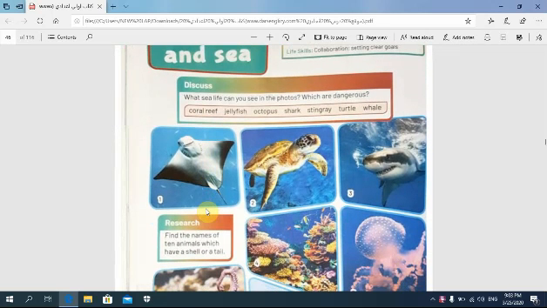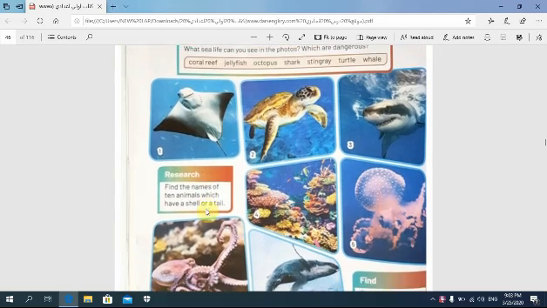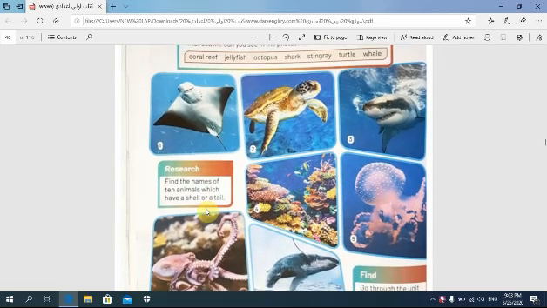What sea life can you see in the photos and which are dangerous? Let's start by knowing the new vocab and linking them to their pictures. First of all, the coral reef. As we can see in picture 4, these are kind of stones, a colorful one, that we might find in the Great Barrier Reef or in the Red Sea.